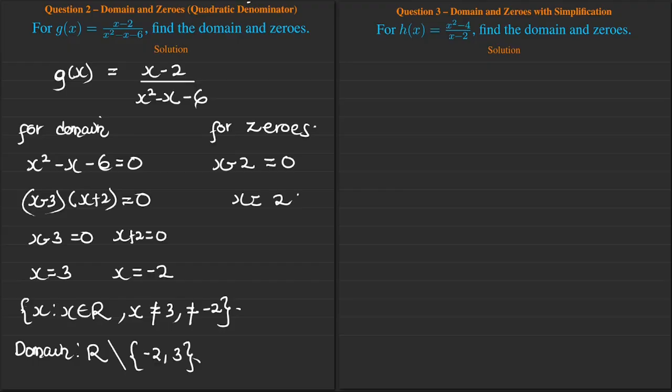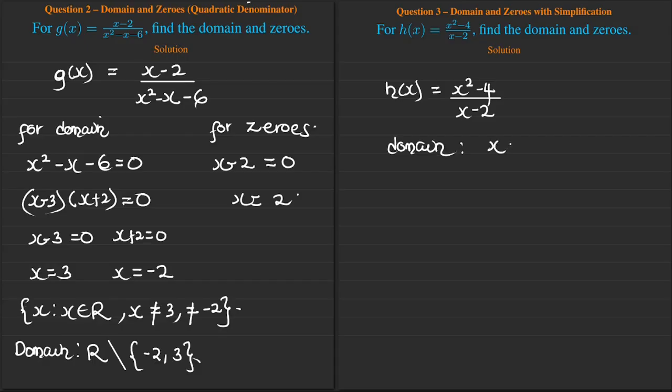It says for h of x, which is equal to x squared minus 4 all over x minus 2, we have to find the domain and the zeros. So with our h of x being x squared minus 4 all over x minus 2, let's look at the domain first. You know the domain is all values of R except those that make it undefined. So we are going to equate the denominator to 0.